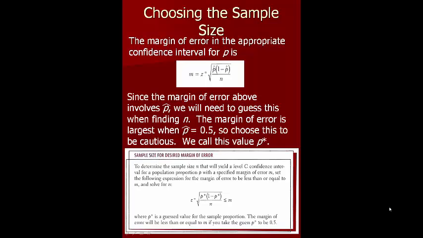So if you look at the formula below for our margin of error, we have z star times the square root of p star times 1 minus p star over n. And I want you to think about this for a little bit. Why does p star maximize the margin of error when we use 0.5? So think about that for a bit.